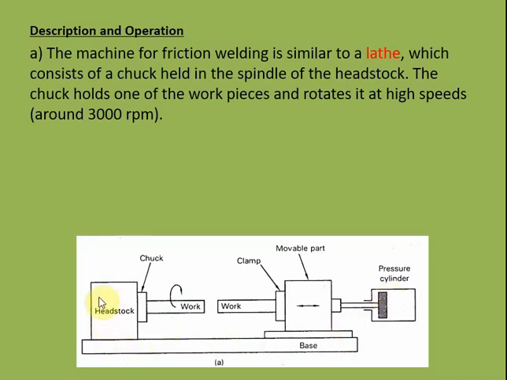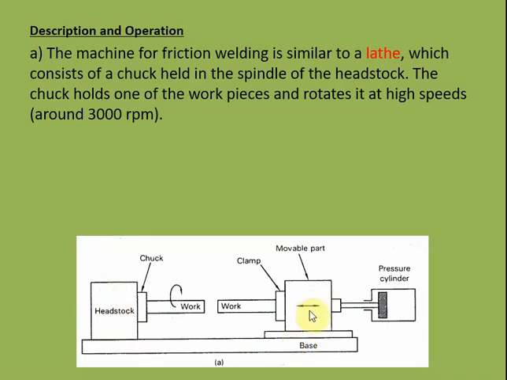Headstock is a stationary part which is firmly fixed on the base. The headstock consists of a chuck. A chuck is something used to hold the workpiece, and here it also has the ability to rotate. That means we can fix one workpiece inside this chuck. The chuck is able to rotate at a high RPM, nearly 3000 RPM. That's about the headstock.